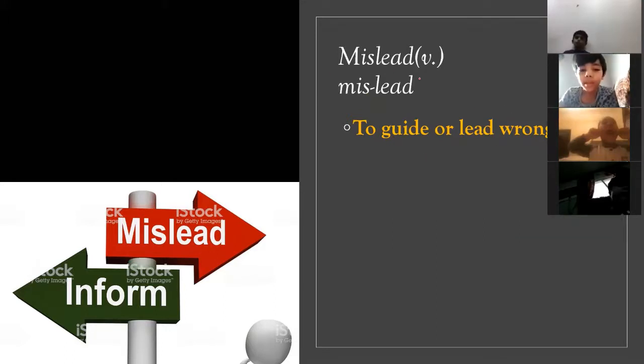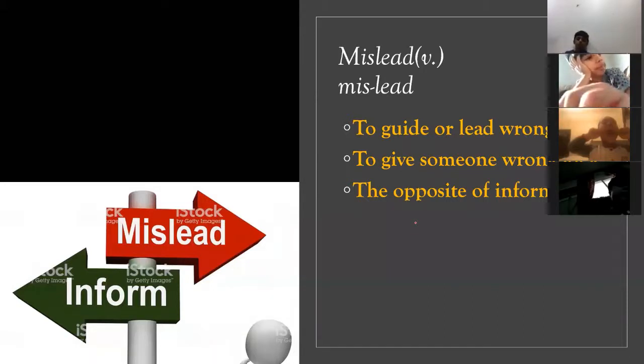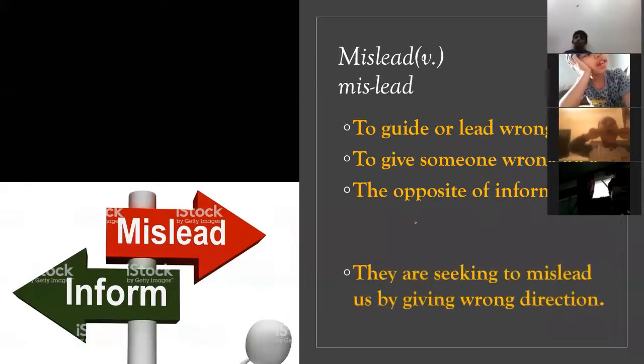Mislead is a verb, not a noun. So what does it mean, mislead? To guide or lead wrongly, or to give a wrong idea. It is the opposite of inform. We have this sentence: They are seeking to mislead us by giving wrong directions.